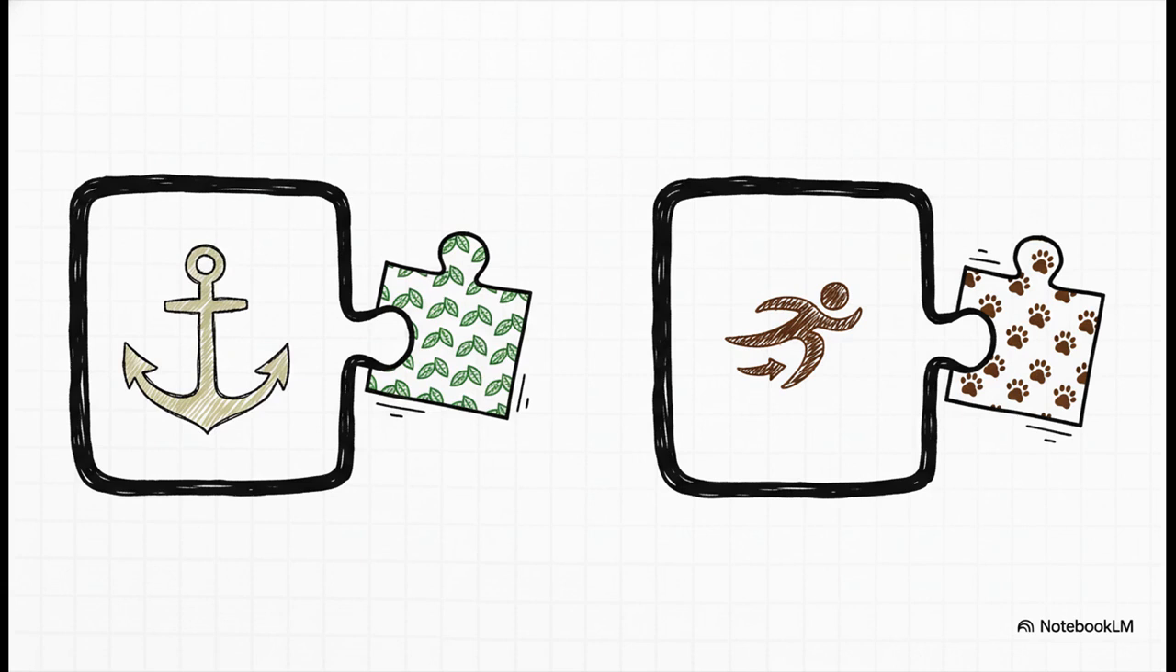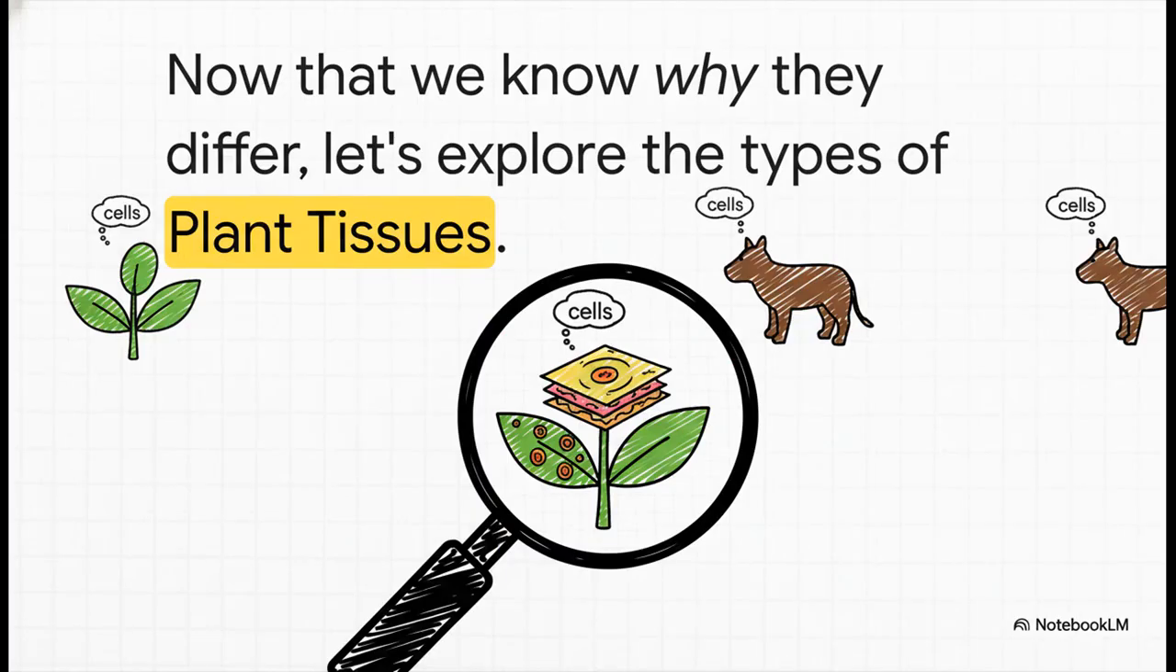So, the most important point to take away today is this. These differences are not random. They are brilliant adaptations. The tissues of a plant are perfectly designed for a stationary life, and the tissues of an animal are perfectly designed for an active life. Now that we have a clear idea of why plant and animal tissues are so different, we are in the perfect position to study them more deeply. So, in our next topic, we will begin exploring the different types of plant tissues in detail. I hope you're ready for it.